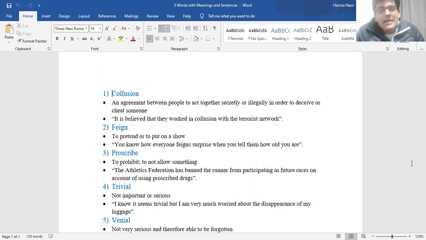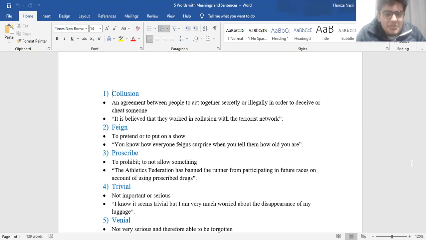Second word for today is feign, F-E-I-G-N, feign. Feign basically means to pretend or to put on a show. Just to pretend to do something. A sentence could be, you know how everyone feigns surprise when you tell them how old you are? When you tell them, hey man, you don't look your age, you look 10 years younger, they're like, oh, really? So that's them feigning surprise, pretending to be actually surprised. Second word for us. Third word for us, proscribe.